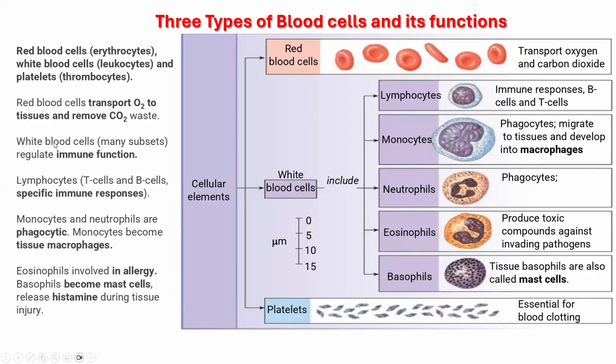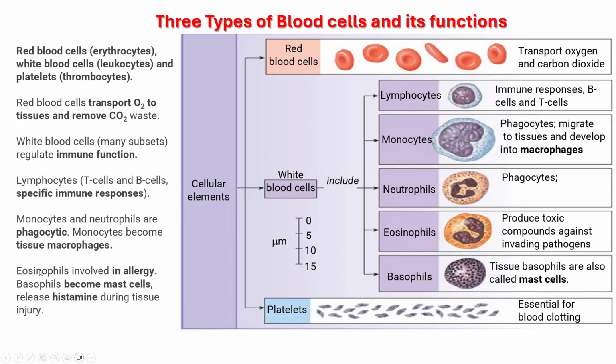White blood cells: there are many subtypes, and what are these cells responsible for? They regulate immune functions. Lymphocytes, mainly T cells and B cells, mediate specific immune responses. We have different types of immunity, and it is beyond our discussion today. But lymphocytes include T lymphocytes and B lymphocytes. Monocytes and neutrophils are phagocytic cells. Monocytes become tissue macrophages.